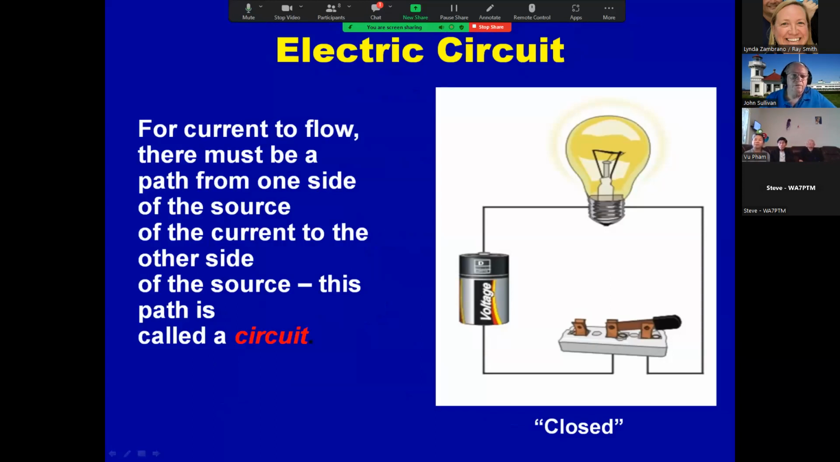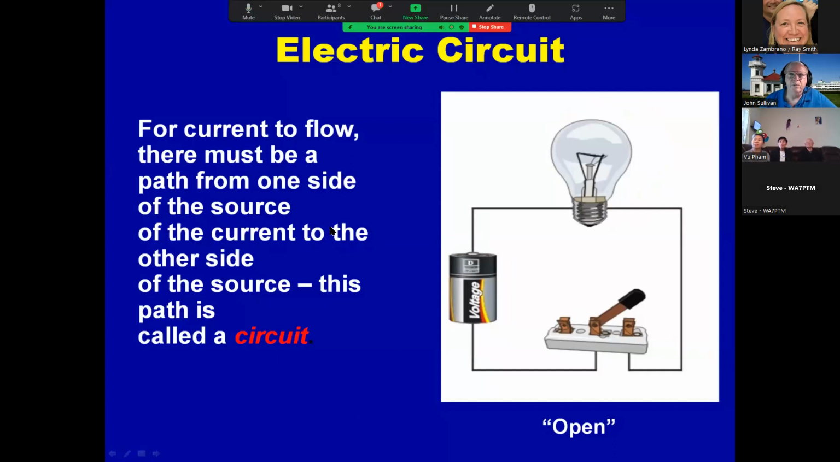As I said before, for current to flow, there has to be a complete path from the source back to the other side of the source. So here's an example of a battery connected to a switch and a light bulb. Your current's going to flow from the battery through the switch. It flows up through the light bulb. And because the switch is closed, we have a completed circuit. The light bulb lights, and the current flows back to the battery and just keeps flowing in that same circuit. That's because it is a closed circuit, the switch is closed.